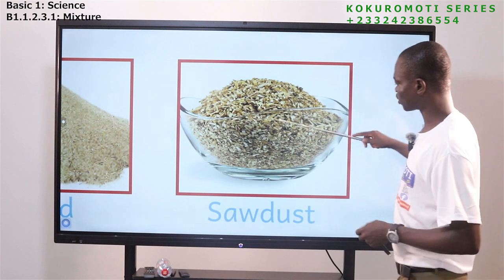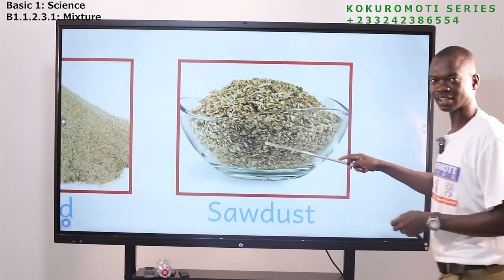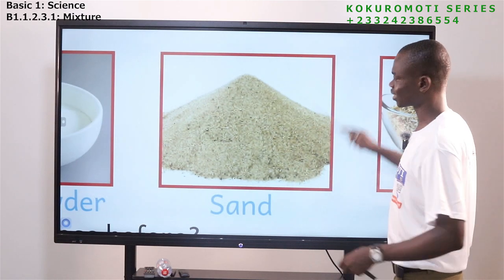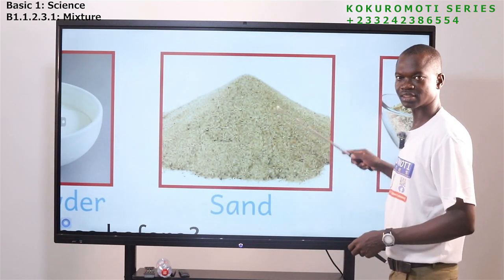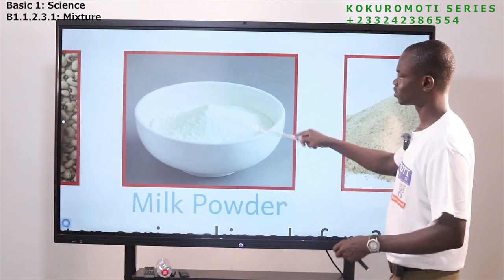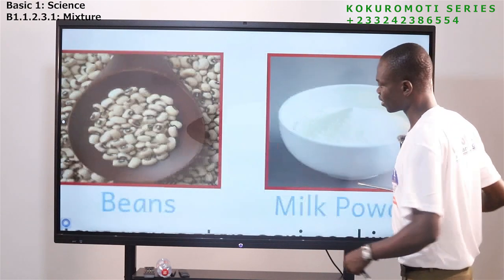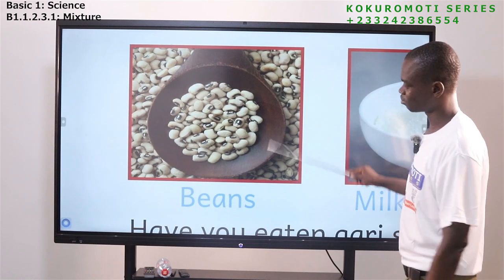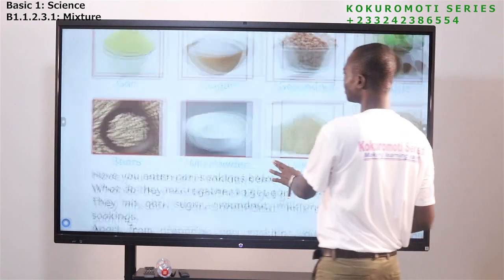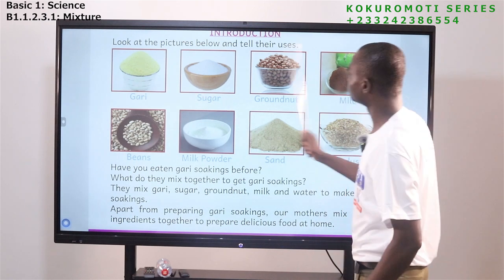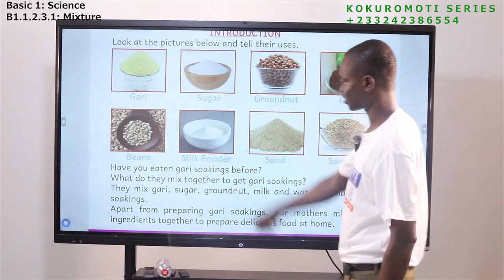The next one is sawdust. This is sand. And then we have this milk powder. And what do you have here? Beans. Okay, so we have seen how many substances? We have seen 1, 2, 3, 4, 5, 6, 7, 8.